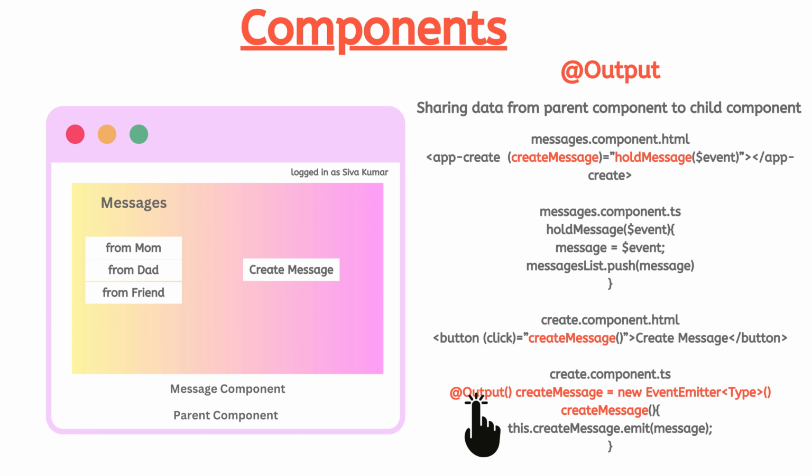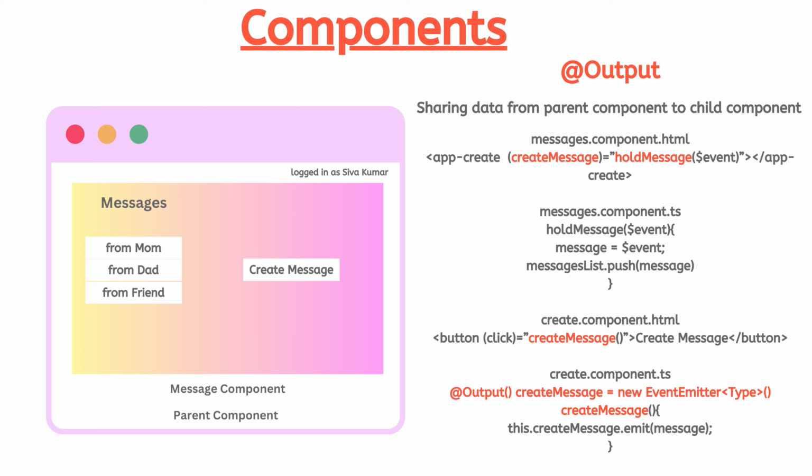Is it an integer value, a string value, or an array of objects? Even if you don't know the type, you can directly use any instead of the type. This is how you create the event emitter. When the button is clicked, you can call createMessage.emit and pass the message, whatever message you want to send to the parent.